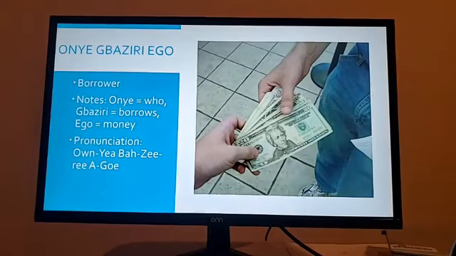Okay, borrower. It's said in the following way: Own-Yea Bah-Zee-ree A-Go, borrower. Own-Yea, you see that in front of a lot of words to define a person. It just means someone or who or the person. Bah-Zee-ree means borrowing, and A-Go you encountered earlier, which means money. So Own-Yea Bah-Zee-ree A-Go means borrower.